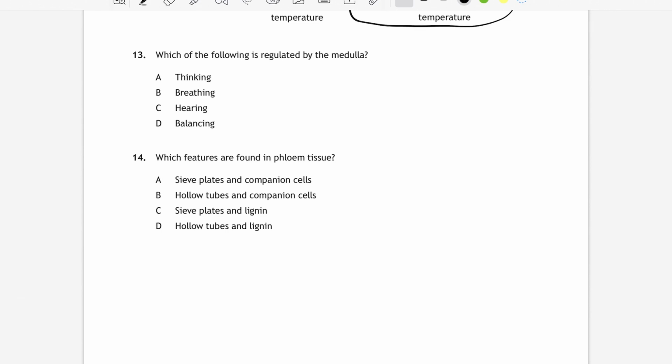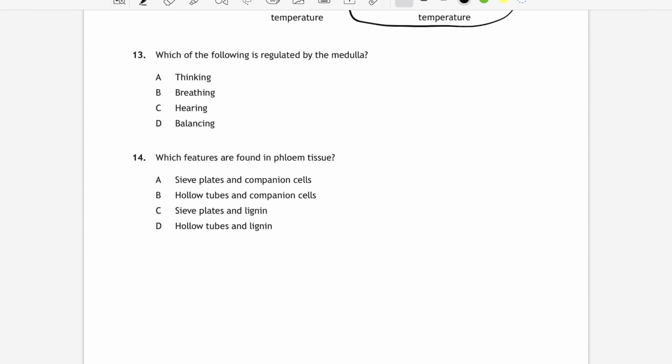Question 13. Which of the following is regulated by the medulla? Okay, so have a little think about it. Pause the video, see how we get on. Okay, so question 13. Which of the following is regulated by the medulla? We've got A, B, C, and D: thinking, breathing, hearing, and balancing. Thinking is not going to be a correct answer. That would be our cerebrum that is doing that, the conscious thought part of the brain. Breathing is actually our correct answer here. It's the medulla that controls breathing.